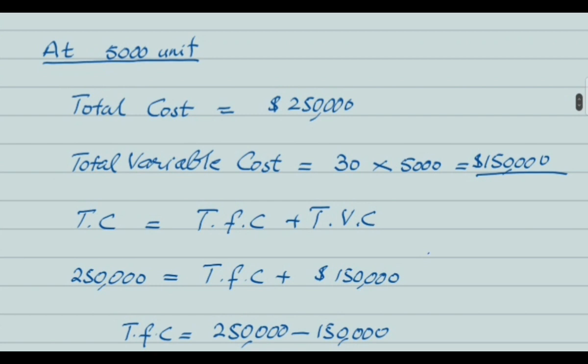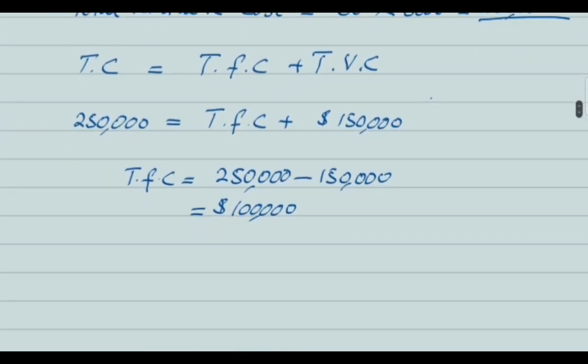So if we are taking 5,000 units as our activity level, at this activity level we have a total cost of $2,50,000. Next we have to calculate the total variable cost. Variable cost per unit is $30, when multiplied with the activity level of 5,000 units, you will get the total variable cost of 1,50,000. Then to calculate the fixed cost, you take the difference between the total cost and total variable cost.